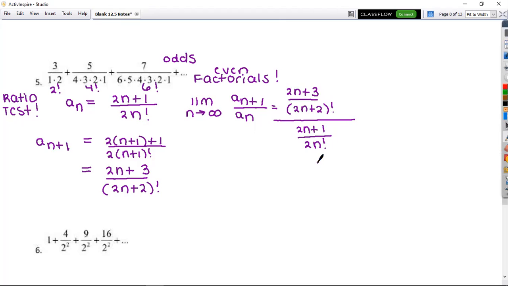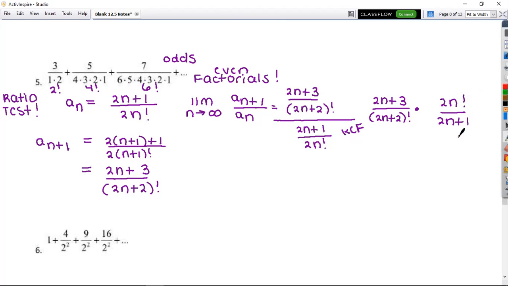Now you keep going and you're going to do keep, change, flip. Once you're working through homework, if you can shortcut some of this, it's absolutely fine. So I'm going to go 2n plus 3 divided by, and I'm going to have 2n plus 2 factorial times, flip it, 2n factorial divided by 2n plus 1.